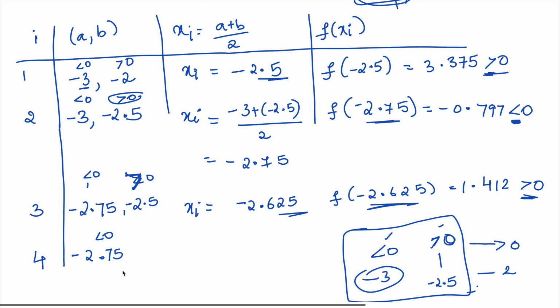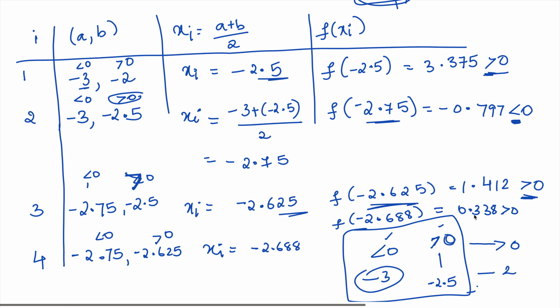This was giving us less than 0, and -2.625 is giving us greater than 0. So the next root would be between these two numbers. Now what will be our xi? -2.75 plus -2.625 divided by 2, which is -2.688. So now we'll find f of -2.688, which is 0.338, which is greater than 0.